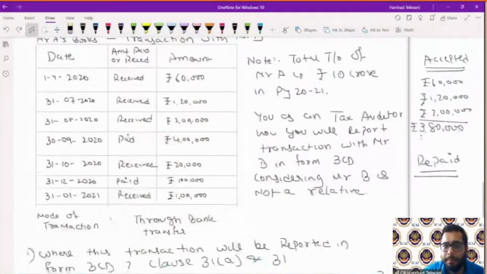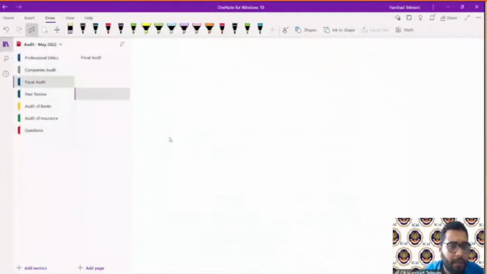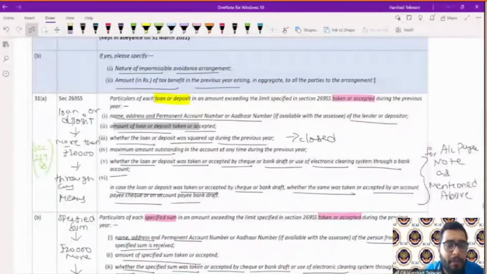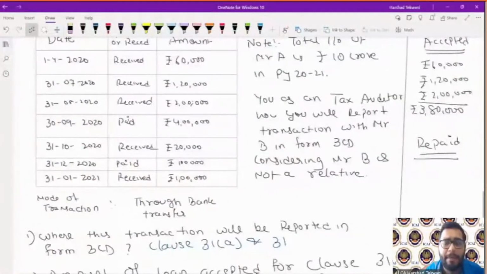Okay, then repaid 4 lakh rupees on 30/9. See, when it is about accepting the loan, you can repay only the amount you have already accepted. If you see the clause over here, it talks about particulars of each loan or deposit accepted or taken during the previous year. Now, any amount which I pay more than what I have accepted is not a loan repayment. A repayment can happen only to the extent which I have accepted. So here the repayment will be 380, not 4 lakh rupees.